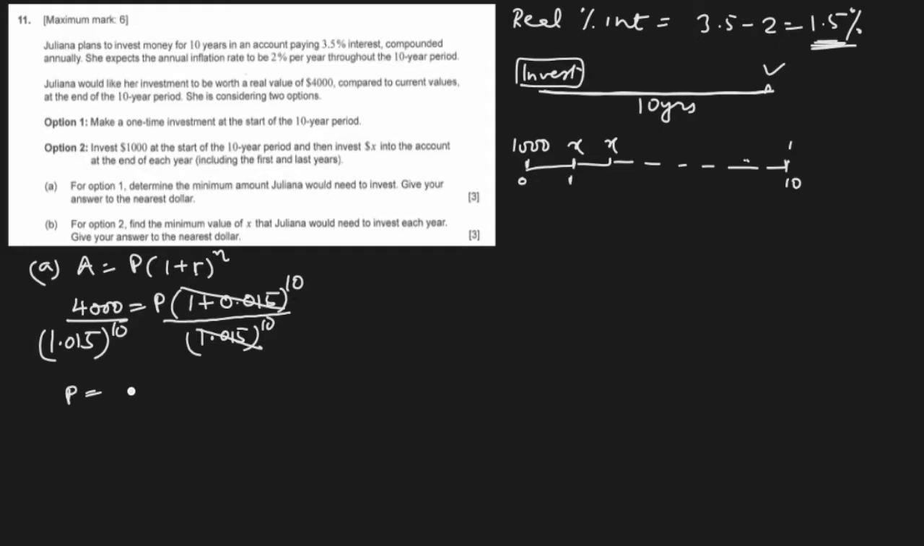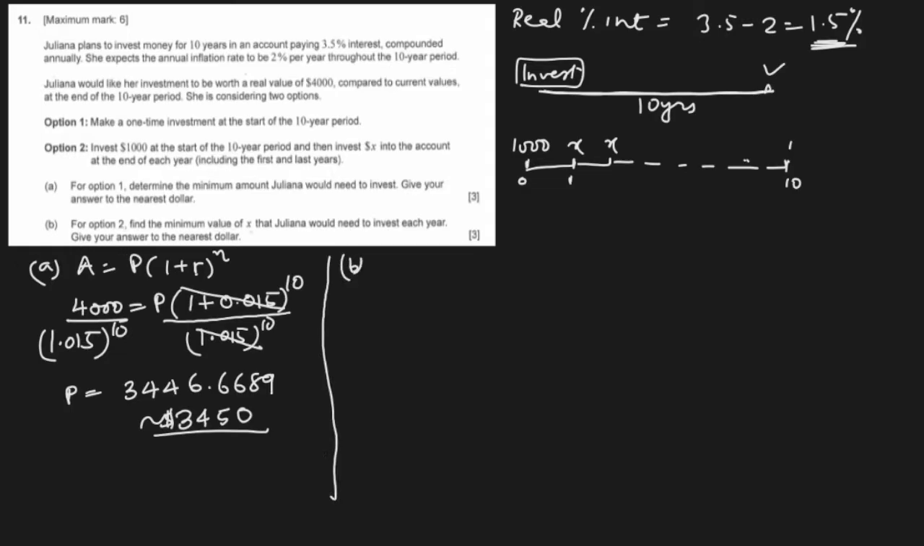Thank you. So what I got here is 3,446.6689. If you want to round it off to 3 significant figures, it will be $3,450. Yeah, because they're asking the real value of 4,000, so it will be a little less than 4,000 that we need to invest. It's okay. All right. B.